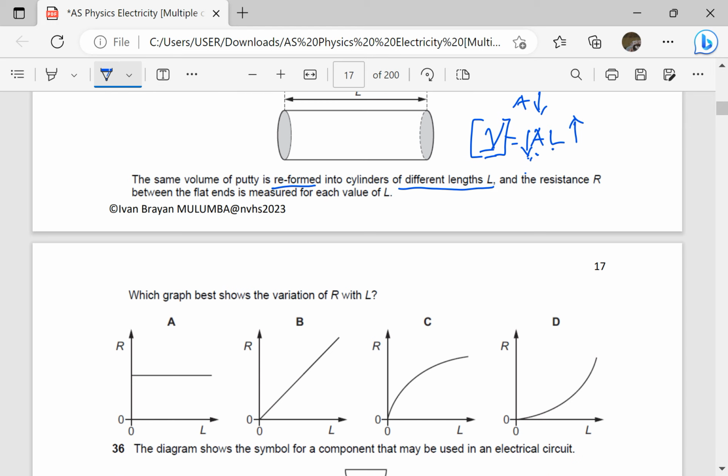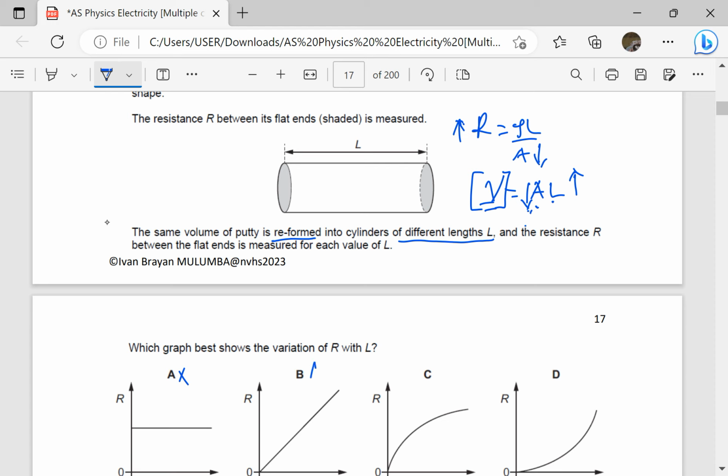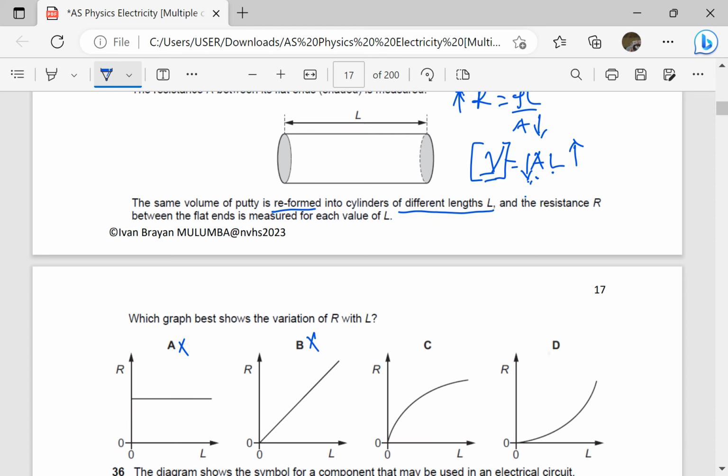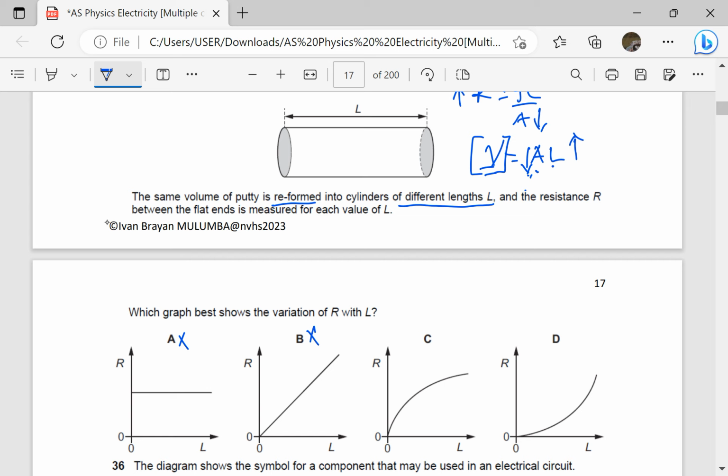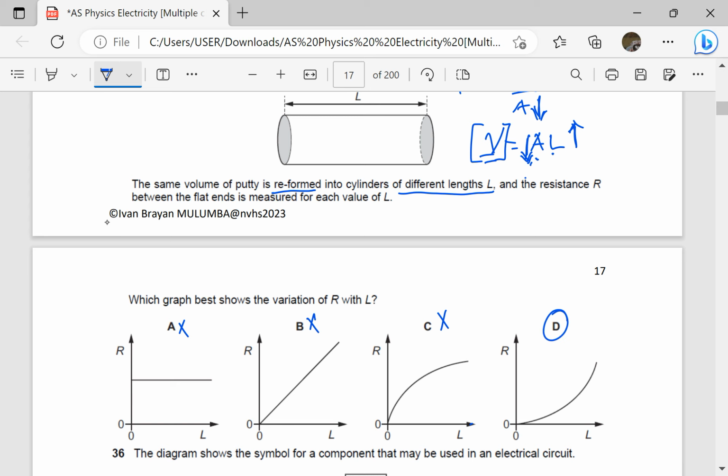So that means A is wrong, as it shows constant resistance. This relationship is not linear, so that is wrong. And this one shows resistance increasing and then becoming constant as L increases, which will not be true. The resistance continues increasing indefinitely as L increases, because as length increases, cross-sectional area decreases, and the resistance continues increasing. Therefore, our answer is D.